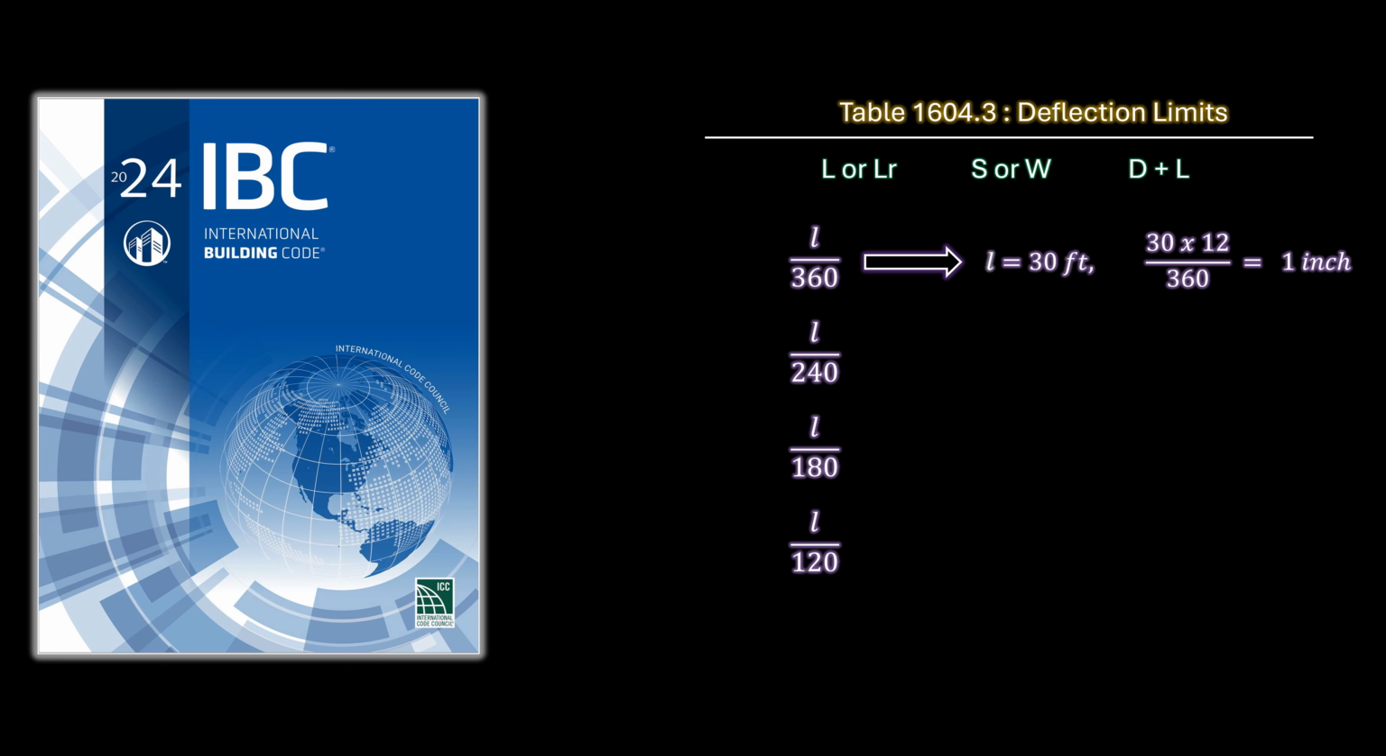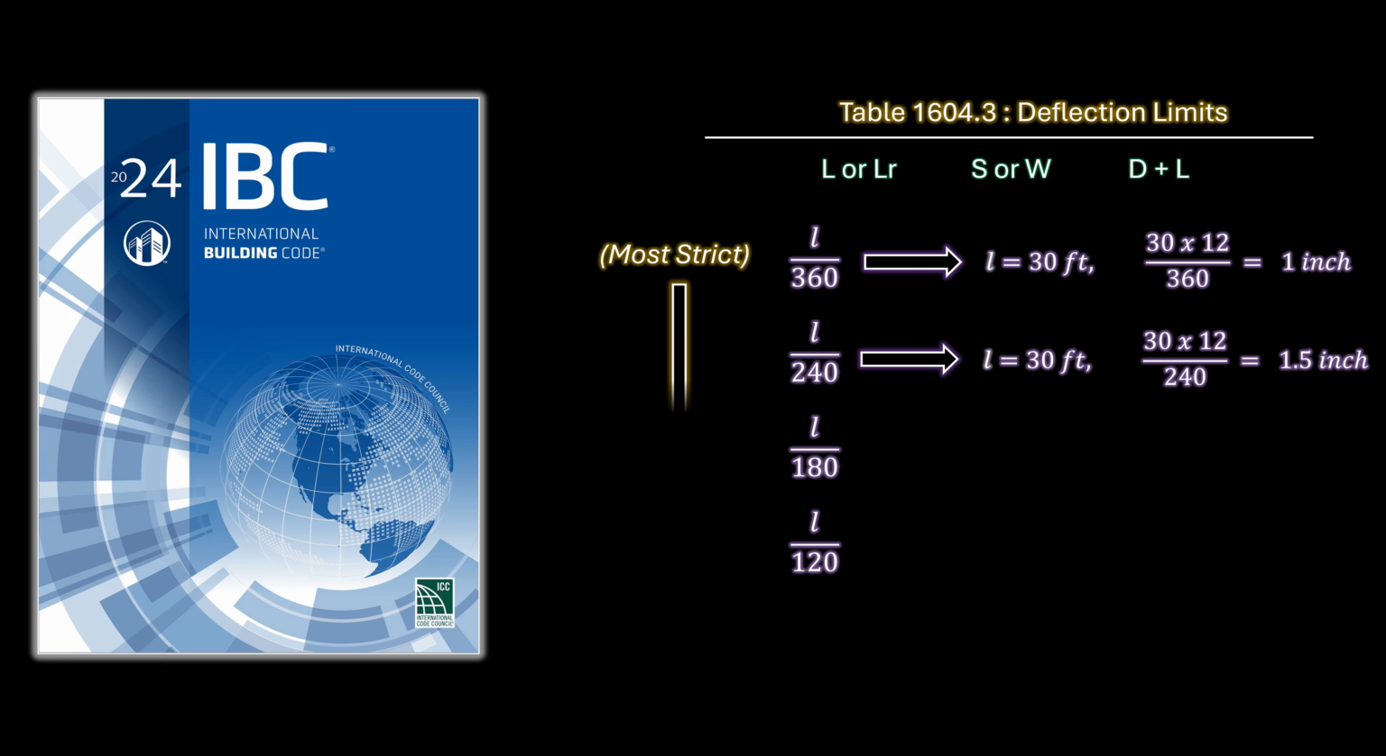When deflection limits are expressed as a fraction of the span, the higher the number at the denominator, the more strict the limit is. If we consider the 30-foot beam again, we saw that under L over 360, the deflection limit is 1 inch. If the limit is L over 240, the limit would be 30 times 12 divided by 240, which is 1.5 inches. This means that for L over 360, the member would have to be more stiff than is required under the L over 240 limit. Therefore, the higher the denominator, the more strict the deflection limit.